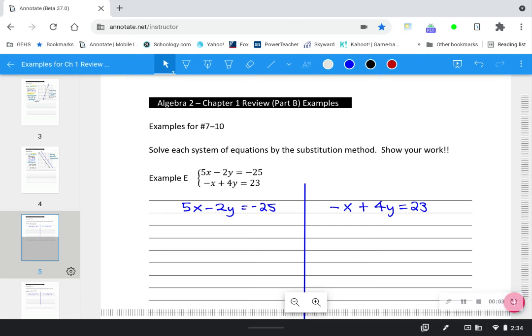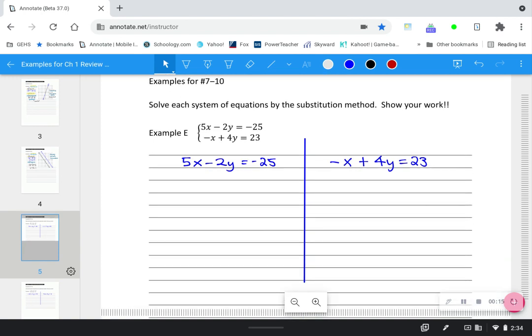Okay, this is Mr. Peterson, and we're going to be looking at problems 7 through 10 in the Chapter 2 review, Part B of Chapter 1's review. And we're supposed to solve by the substitution method, it tells us here. So I've set them up side by side. That's my favorite way to set it up with substitution. You'd be wise to do the same.